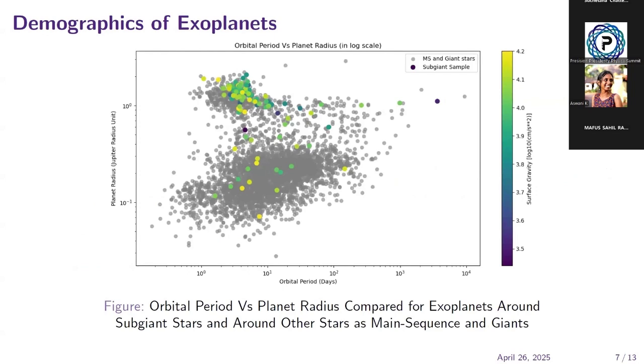So this is the first plot that I got. This plot compares the subgiant stars to other types of stars, which is mainly dominated by main sequence stars. You can see a slight difference in this plot. There are very few smaller planets in the close-by region for the subgiant stars. This is also sort of expected because these stars are slightly inflated.